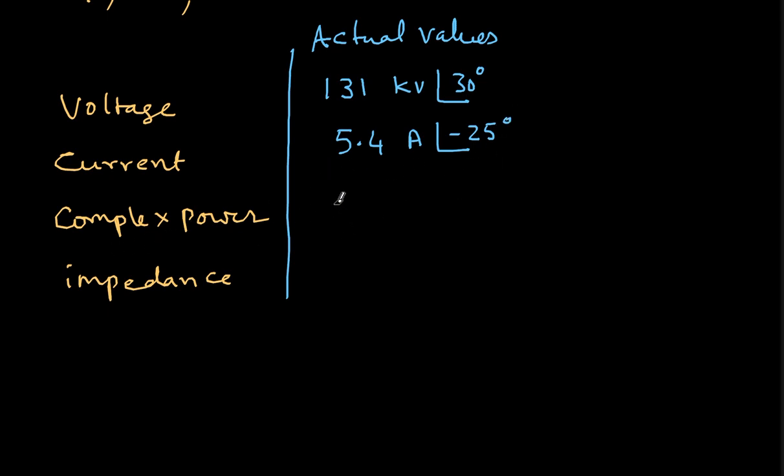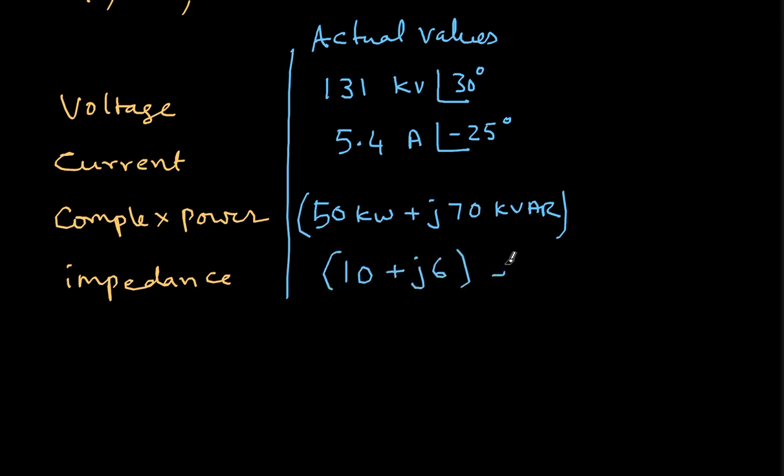Now the power, I can say active power and reactive power. Let's say 50 kilowatts plus j70 kVAR. So this could be a load or it could be a generator. So just consider it as a load. So there is a certain load which is consuming 50 kilowatts active power and 70 kVAR reactive power. And similarly impedance, let's take something like 10 plus j6 ohms. So these are all actual values.